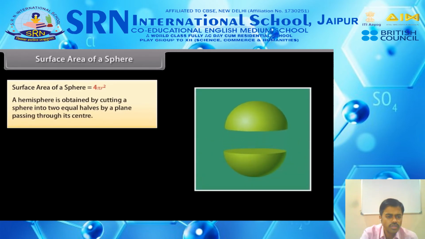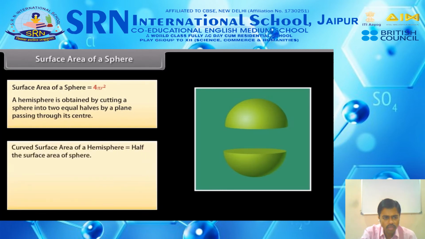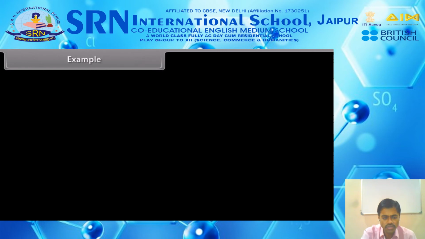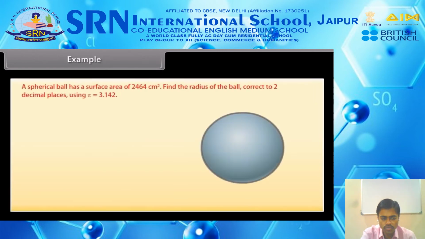A hemisphere is obtained by cutting a sphere into two equal halves by a plane passing through its center. Curved surface area of a hemisphere is equal to half the surface area of a sphere, that is 1 by 2 into 4 pi r square, which will be equal to 2 pi r square. Total surface area of a hemisphere is 2 pi r square plus pi r square, that is 3 pi r square.